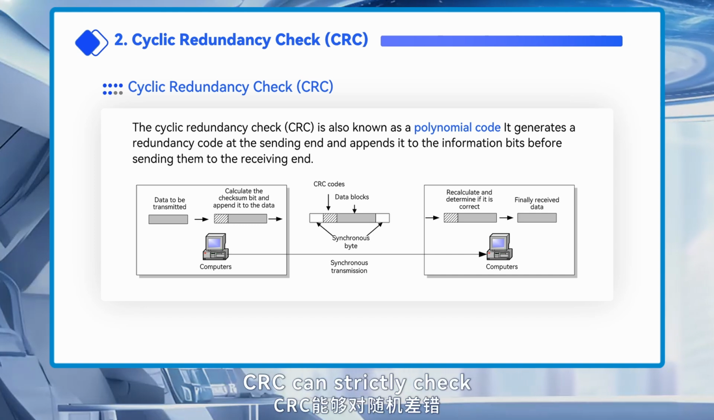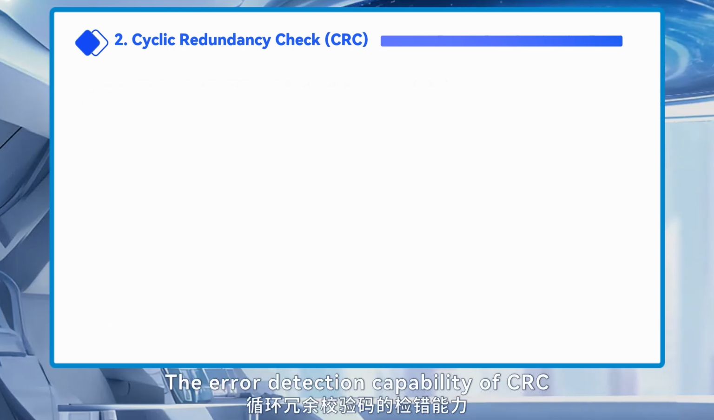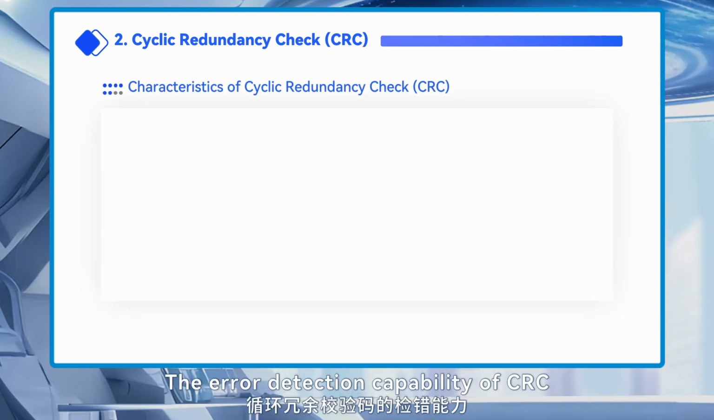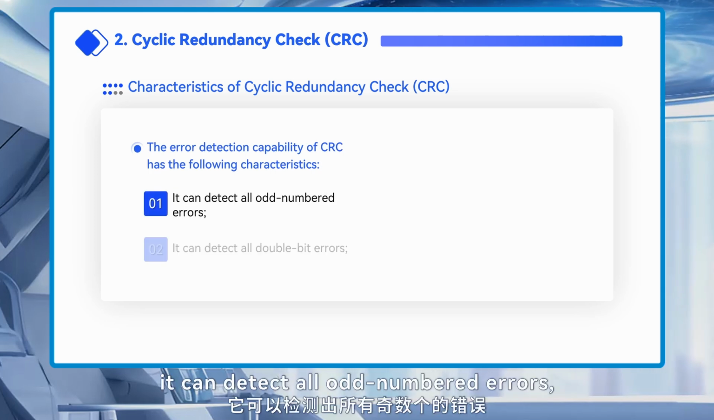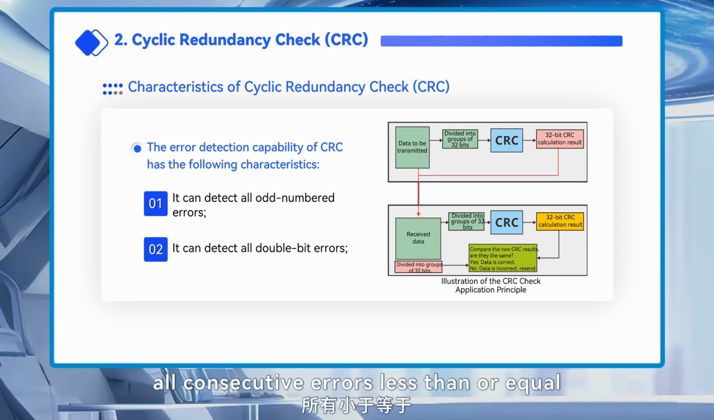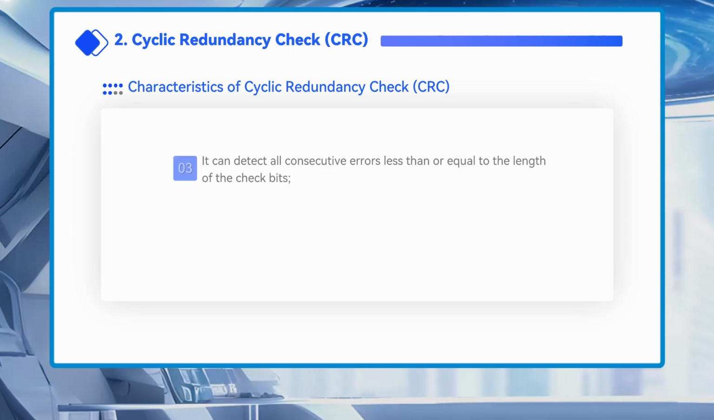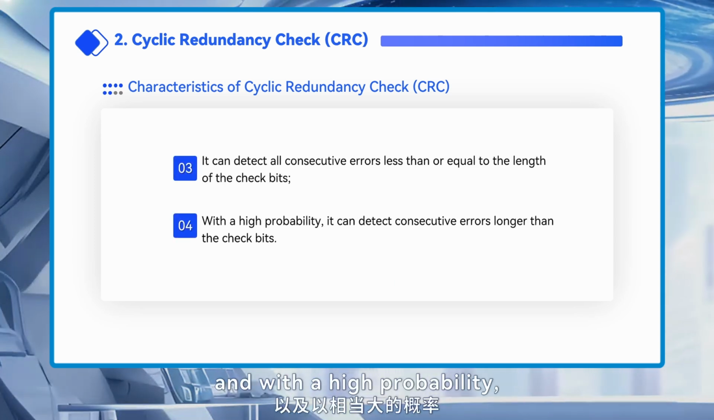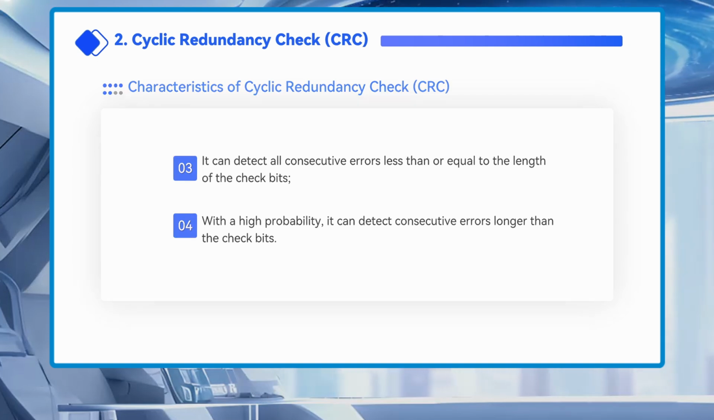Cyclic redundancy check can strictly check both random errors and burst errors. The error detection capability of cyclic redundancy check has the following characteristics. It can detect all odd-numbered errors, all double-bit errors, all consecutive errors less than or equal to the length of the check bits, and with a high probability, it can detect consecutive errors longer than the check bits.